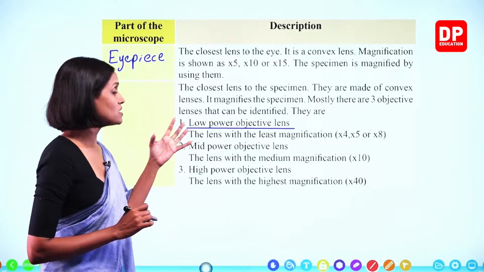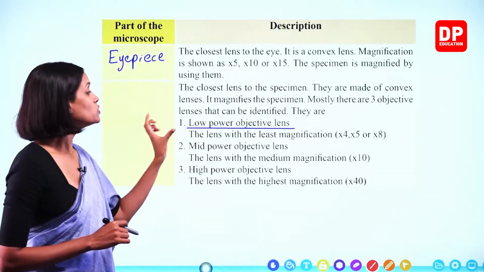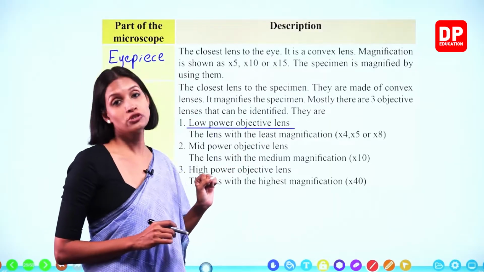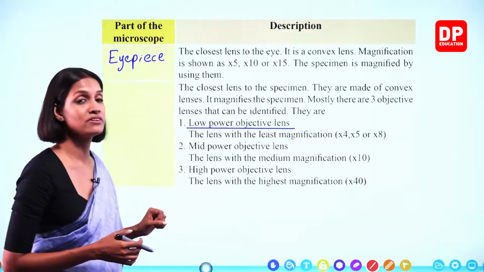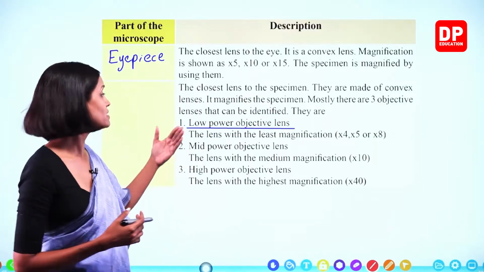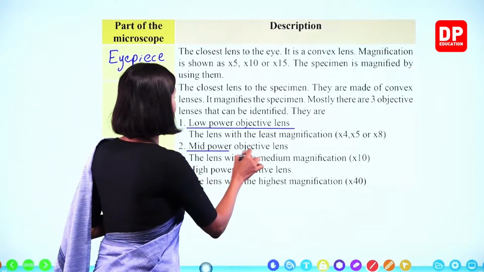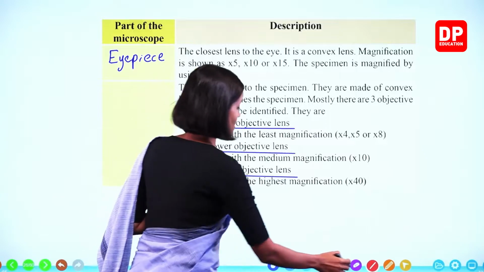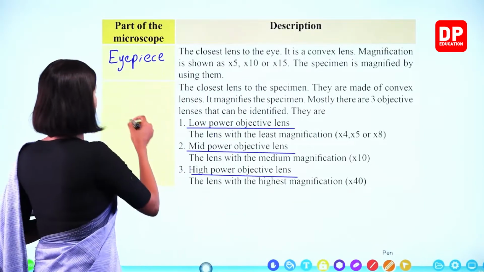So whenever you observe any specimen under the compound light microscope, you can choose which lens that you are going to use according to the specimen. If it's too small, you have to use high power. Otherwise, some of the specimen, even the low power is also enough, right? So mid power lens, low power lens and high power objective lens. So what should we write here? Objectives or objective lenses.